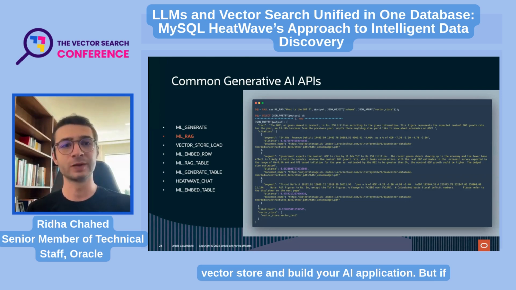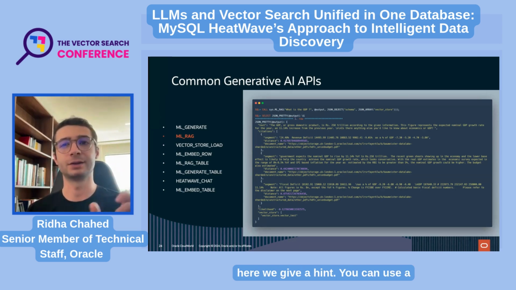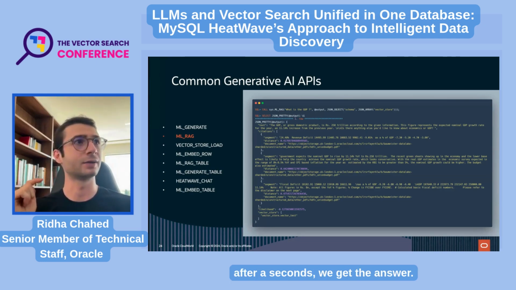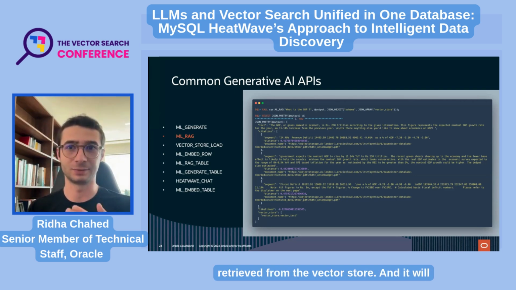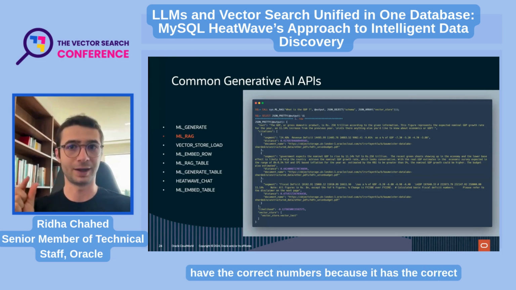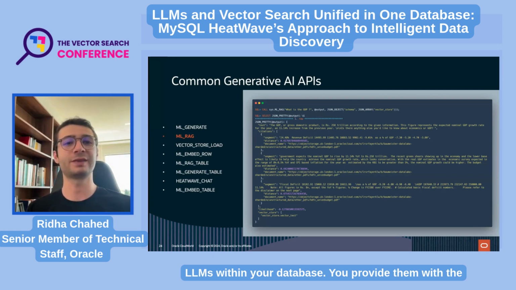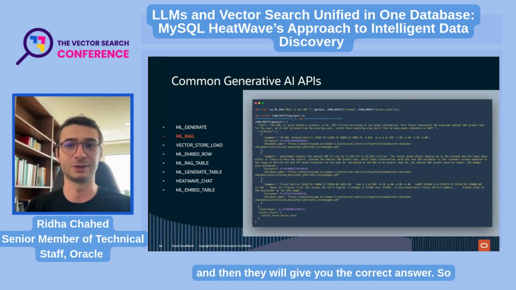If you look at this example here, we have a single command line, ML RAG. Then we provide the question, what is the GDP? And here we give a hint: you can use a certain vector store to get your context. After a few seconds, we get the answer. The answer will be based on the context that it has retrieved from the vector store, and it will have the correct numbers because it has the correct context. This is the power of having LLMs within your database. You provide them with the correct segments and the correct context, and then they will give you the correct answer.